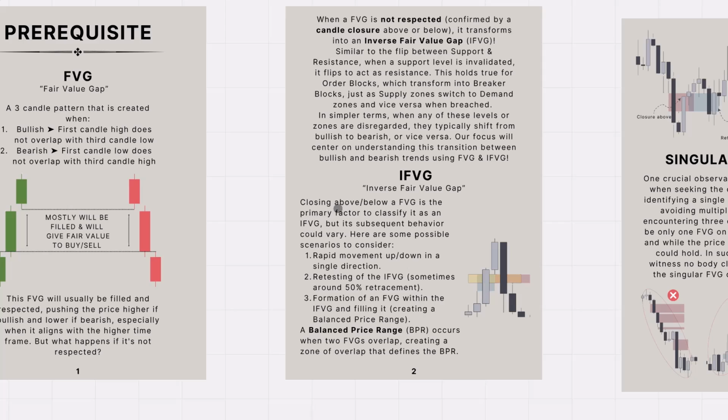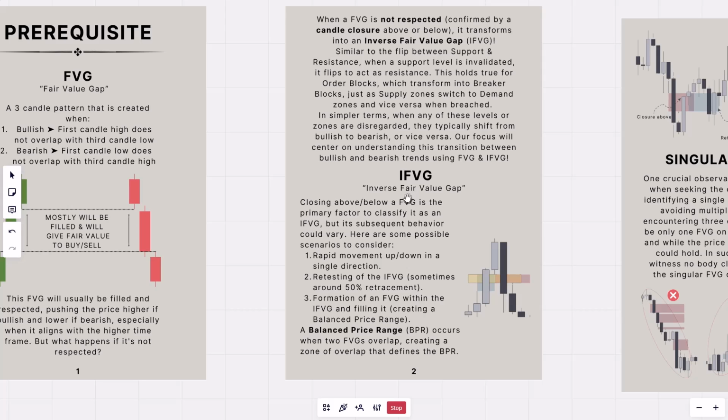Now, how do we confirm that we have an inverse fair value gap? It's a close above or below a fair value gap. So in, for example, a bullish scenario, we want to see a close below the fair value gap. And in a bearish example, we want to see a close above the fair value gap. So a close below, and then simply we look for an entry.